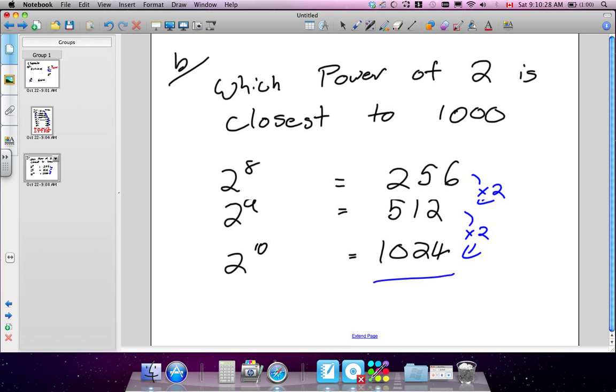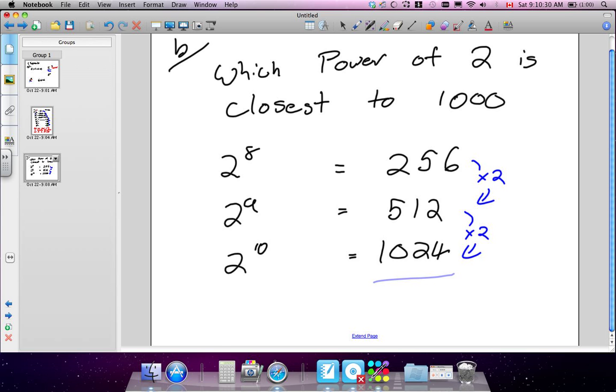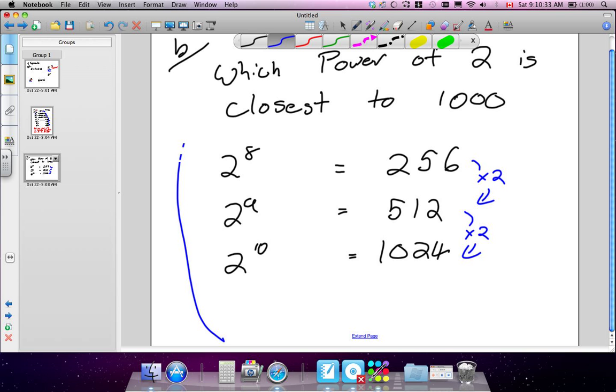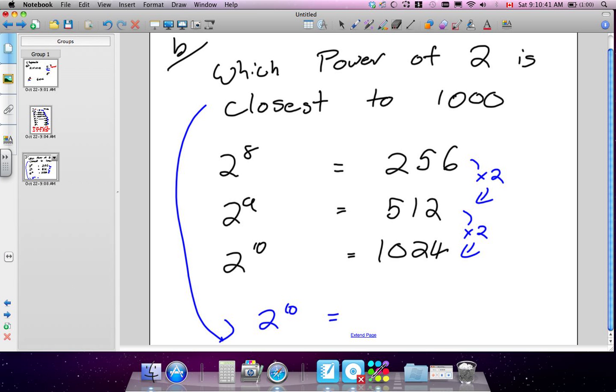Yeah, so we can just write it up here. We know that 2 to the power of 10 is equal to, whoops, not 2. It's equal to 1,024, right? This was our answer here. Does that make sense? Yeah. Great.